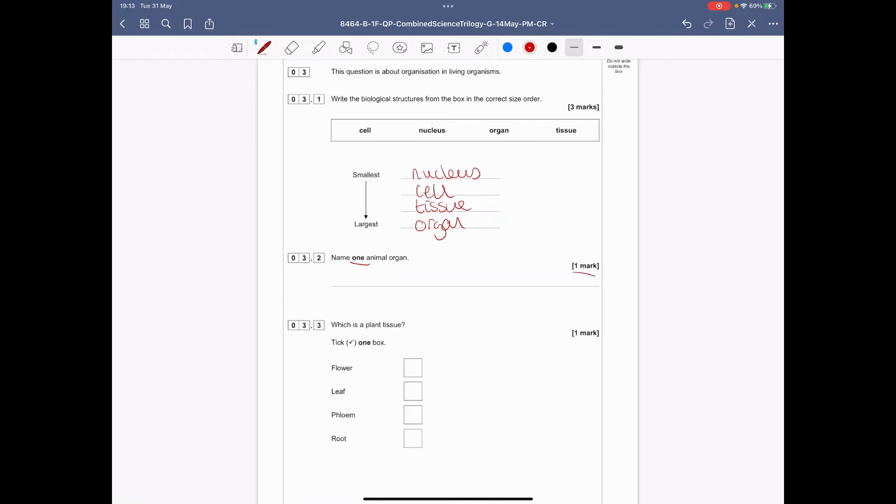Question 3.3 then, which is a plant tissue? So you've got the flower, the leaf, the phloem and the root. Now, the flower, leaf and root, these are quite big structures in a plant. Because they're quite big, they have main functions. They're made of many tissues, so these three are plant organs. Whereas the phloem is one group of cells that work together to do a job. This one moves sugar up and down the plant, so therefore it is the only tissue.